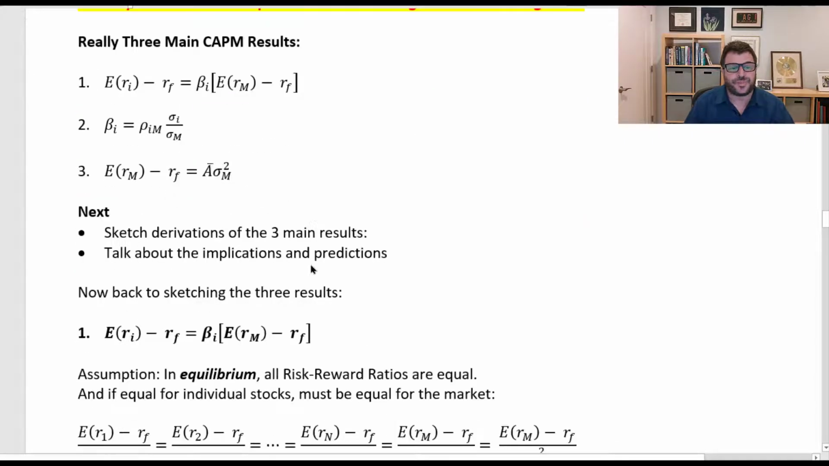Okay, so 3 main results of the capital asset pricing model. The first one we've already talked about, that the risk premium of a stock is proportional to the market risk premium, and the proportionality coefficient is this beta. The second result is that this beta is actually equal to the correlation between the stock and the market and the relative volatilities of the stock and the market.